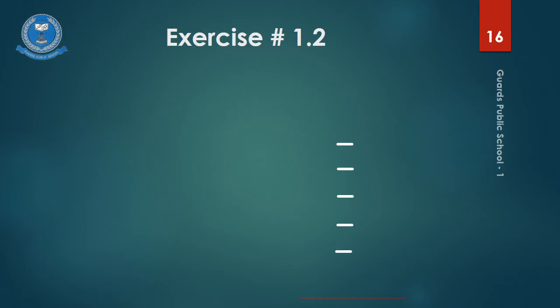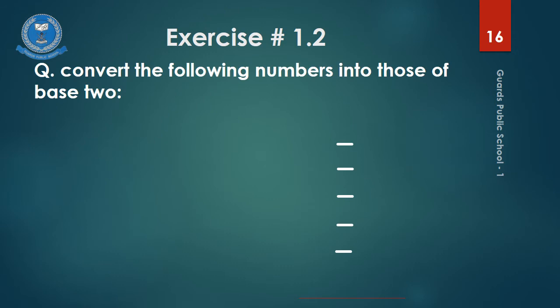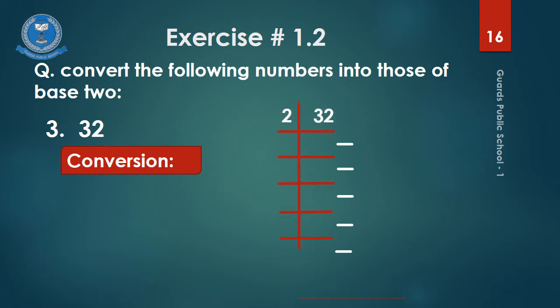Exercise number 1.2. Convert the following numbers into those of base 2. Question number 3 is 32. Means this 32 is from decimal system and now you are converting this number into base 2. Yes, in order to convert this number, divide it by 2. Why? We are dividing this by 2 because we are converting this number into base 2. Yes, exactly.